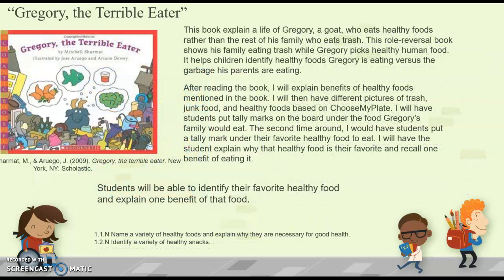So this last book for student health would be Gregory the Terrible Eater. So this book is pretty funny. It has like a little role reversal. So the rest of Gregory's family has terrible eating habits, but Gregory actually has good habits, good eating habits, but his parents think he's a terrible eater because they don't eat what he eats or what they eat. So this little role reversal book shows his family eating trash while Gregory picks healthy human food.